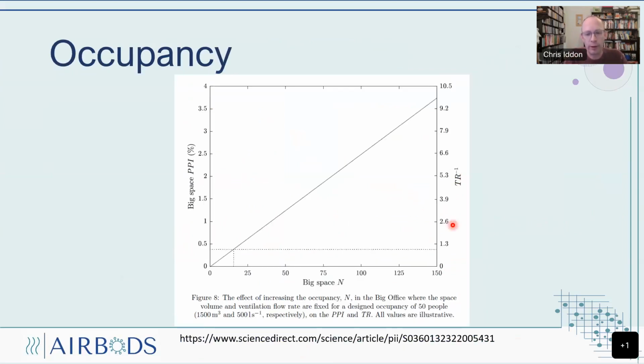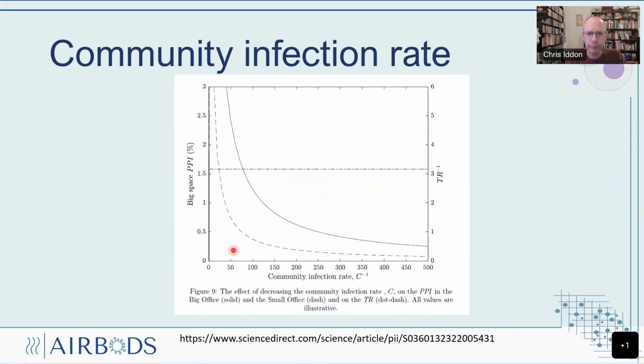However, we are able to get an equivalent risk by reducing the occupancy in the 50-person office. So maintaining the space volume and maintaining the 500 litres per second, we can get about 14 people into the 50-person office, and it would have an equivalent risk as 5 persons in a 5-person office. So reducing occupancy is a good way of reducing the risk at the population level.